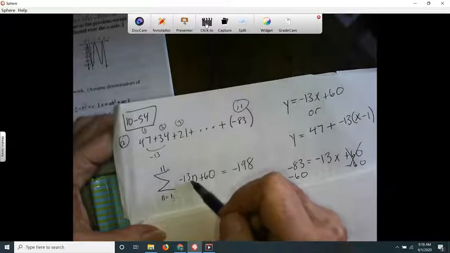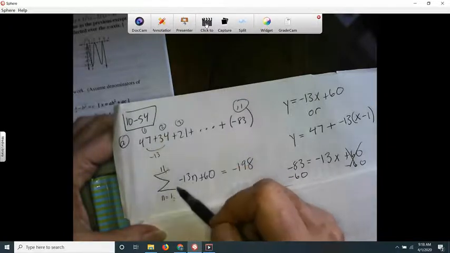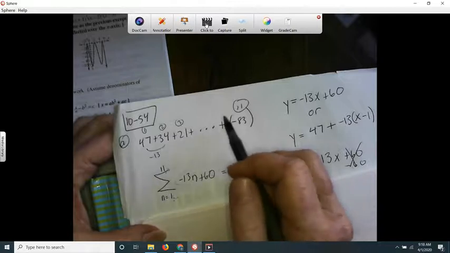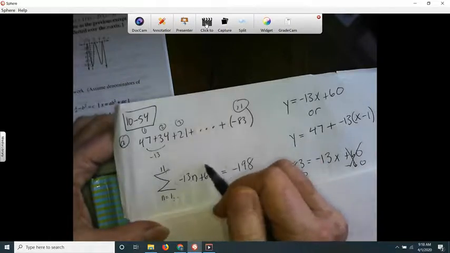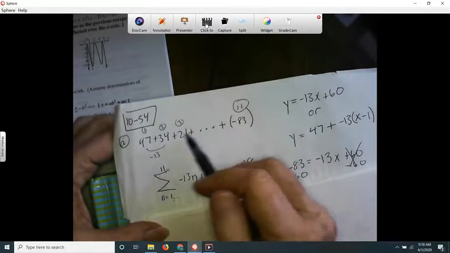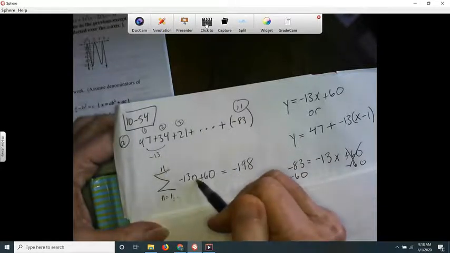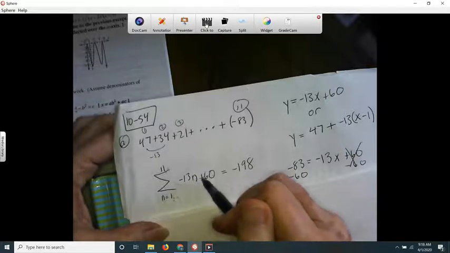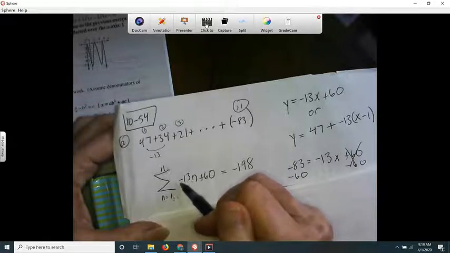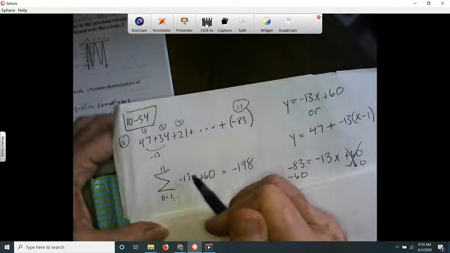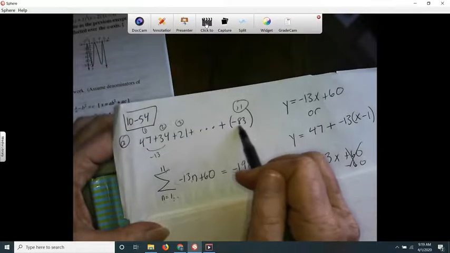That negative 13 times 2 plus 60 gives me that. And then plug in a 3, and keep doing that. Plug in a 4 and a 5 and a 6, and add all those up. And the last thing I'm going to plug in is an 11, which is going to give me some really big number. 11 times negative 13 plus 60 gives me that number.